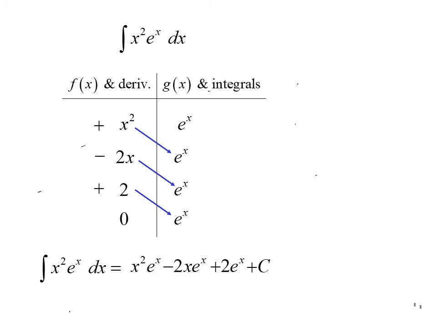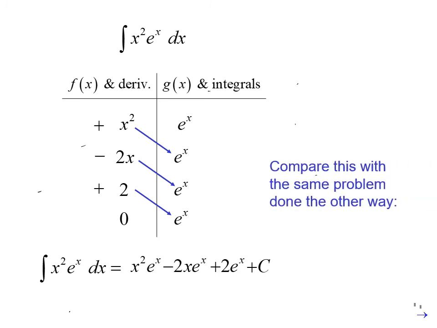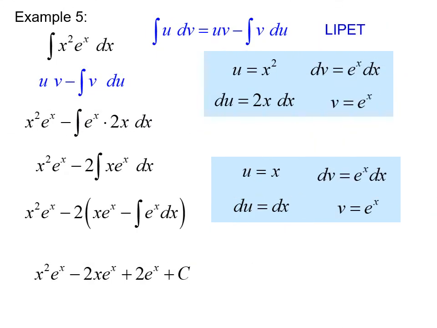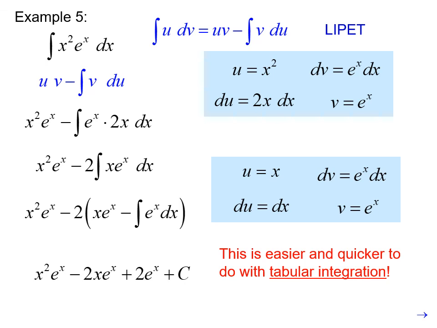Okay, this will be the technique of tabular integration. If we find it like this, we can make this rule. It will be easier for us to make. We get the same answer as before with our technique, and it is easier and quicker to do with tabular integration.